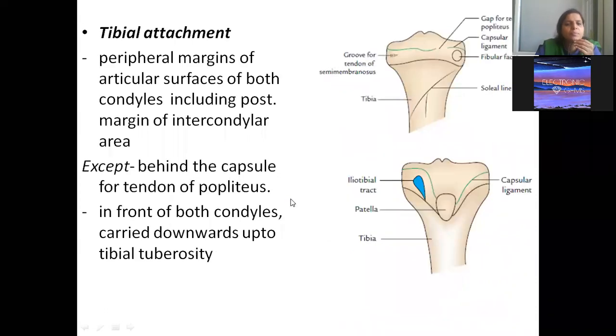Now see here, the tibial attachment of the fibrous capsule: peripheral margins of the medial and lateral condyles. Again, it is deficient posteriorly, because of the passage of the tendon of popliteus. The peripheral margins of the articular surface of both condyles, including the posterior margin of the intercondylar area. Small space for the passage of the tendon of popliteus. In front, the capsule is carried downwards up to the tibial tuberosity.